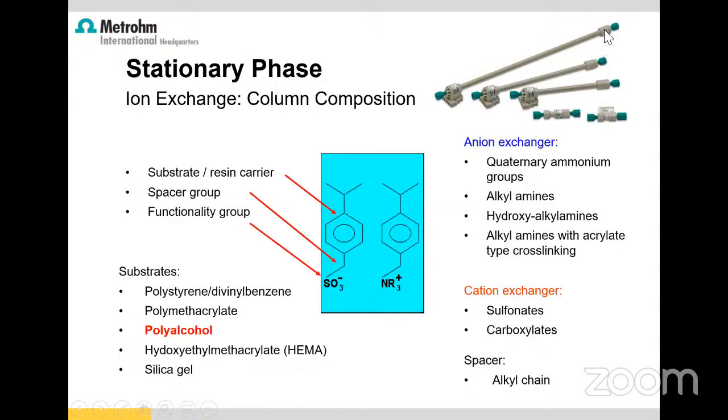And on the picture, this is the outer shell, and inside you have this material. There are different lengths of columns available from Metrohm. We have right from 50 millimeter, that is 5 centimeter columns, up to 25 centimeter columns: 100 millimeter, 150 millimeter, and 250 millimeter, so 10, 15, and 25 centimeter columns. We also have 5 centimeter columns for very fast analysis. So this is about the stationary phase, that is our columns.